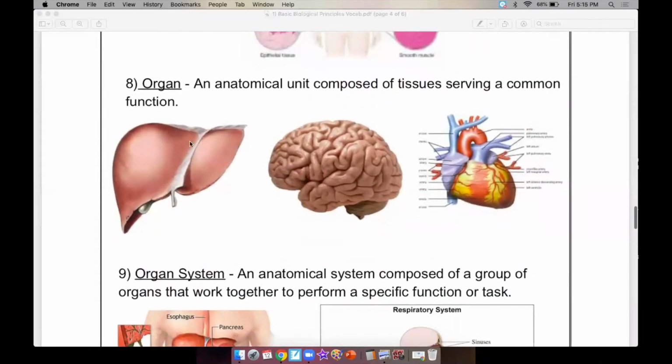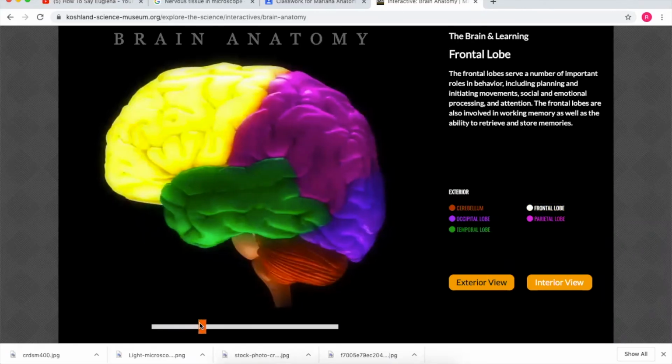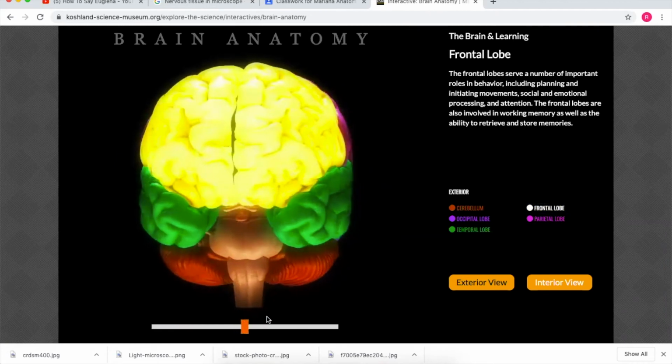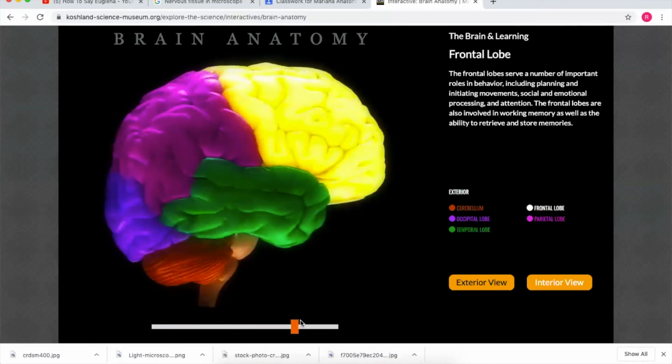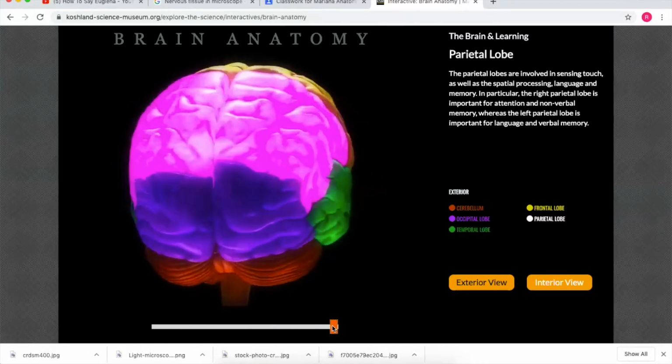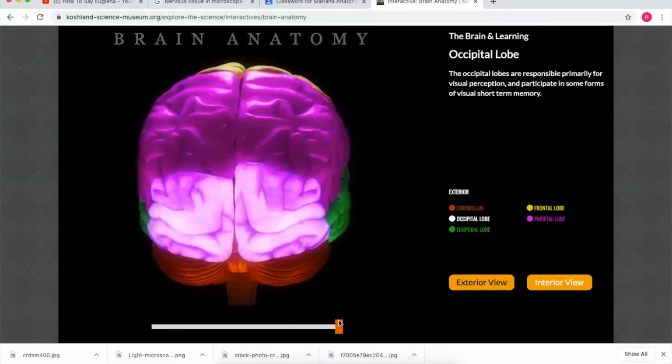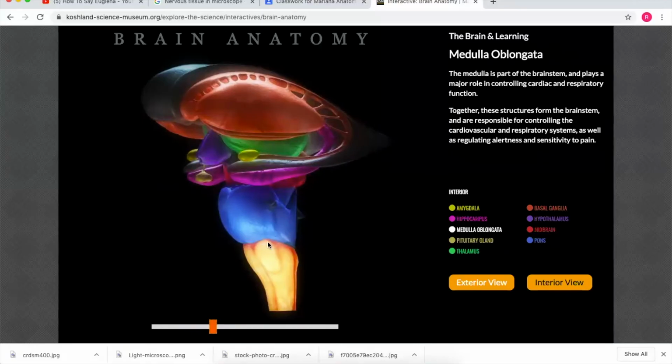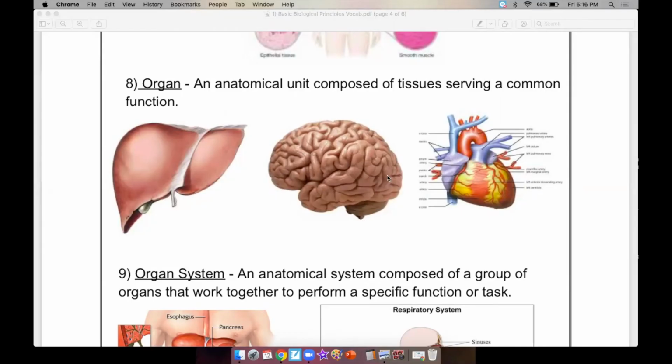And then zooming out even more, if you get a whole bunch of tissues together, you can make an organ. An anatomical unit composed of tissues serving a common function. What I mean by this, every organ is actually made up of multiple tissues. Take a look at this brain. It has a frontal lobe. That is a tissue. You have a temporal lobe. That's a tissue. A parietal lobe, an occipital lobe, the cerebellum, the brainstem. Those are all different tissues. When you put them all together, you have one organ, the brain.